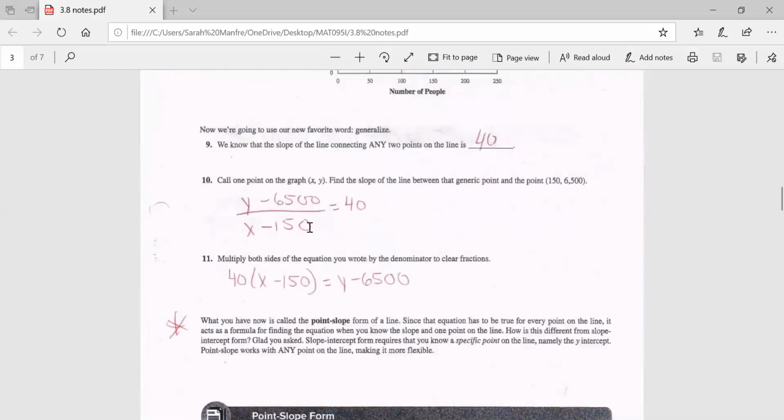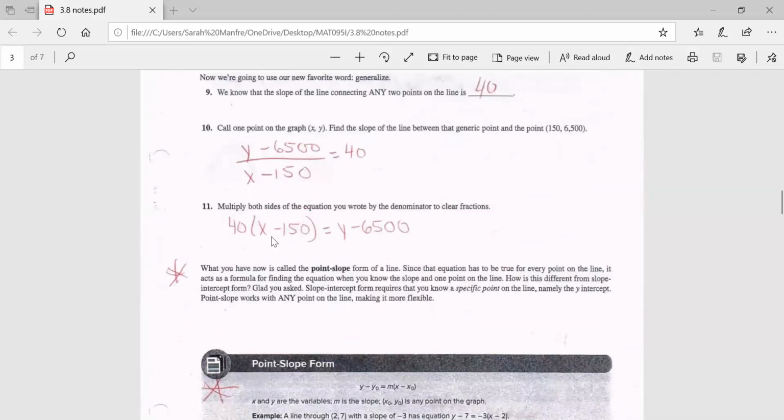And using cross multiplication, so we set up a proportion, I'm going to do x minus 150 times 40, which is where this came from. So 40 parentheses x minus 150, because we have to multiply 40 into both, is equal to y minus 6,500. And this is what we have as point slope form, okay? And this is going to be an easy way to write an equation of a line, because as long as you have 1 point and a slope, you can always plug it right into this format.